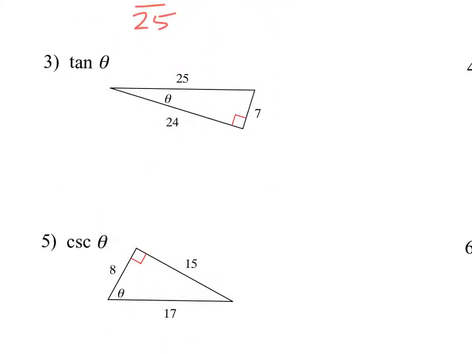Number 3, same thing. Here my theta has moved to there. Tangent is opposite over adjacent. So we're looking at opposite, hypotenuse, adjacent, 7 over 24, and we are done.